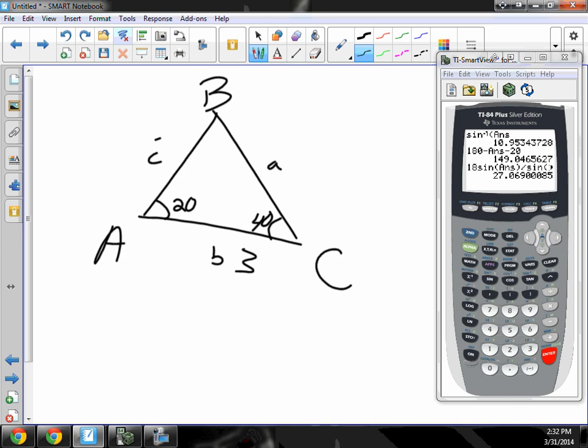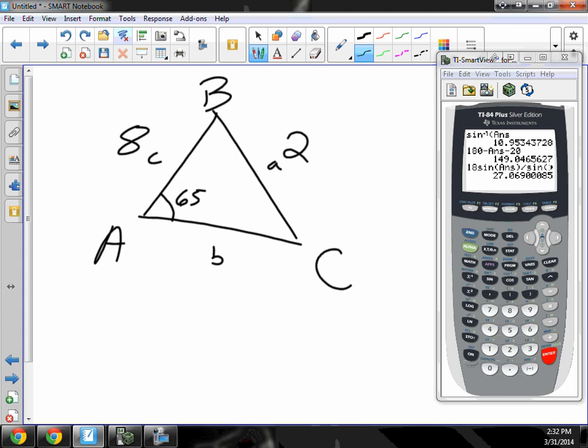Okay, but if I had 65, 8, and 2, what can I solve for? Just big C. That's the only thing I can solve for. And notice it's an angle side side problem. And so it's either none, 1, or 2.